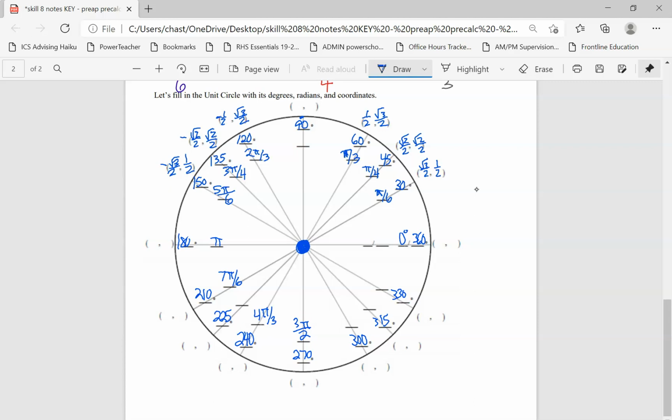Oops, sorry about that. Let's see, 300, that's going to be 5 groups of the 60 degrees. That's where the 5 pi thirds needed to be. 330 is going to be a whole bunch of groups of 30. It's going to be 11 groups of 30, so 11 pi over 6. And then when you get to 360, it's going around twice, so 2 groups of pi.